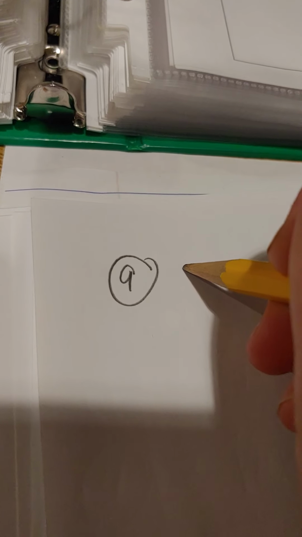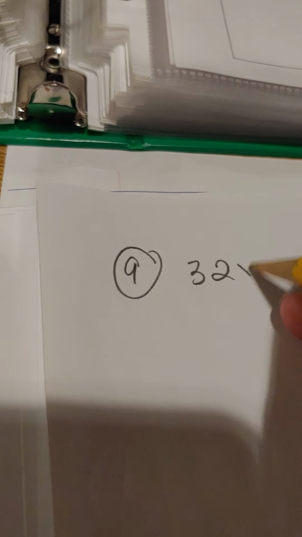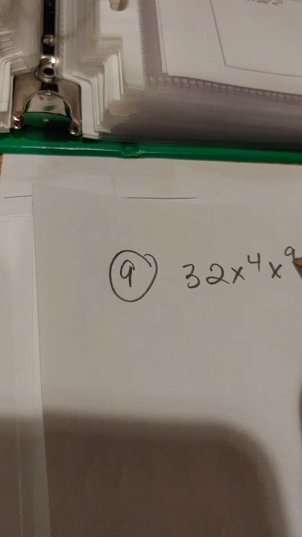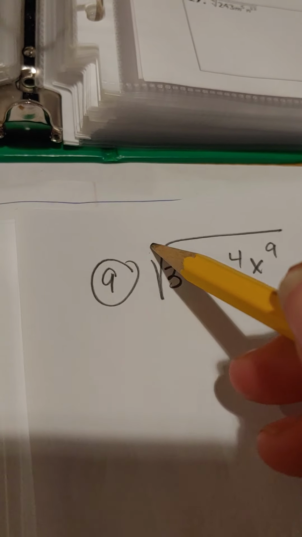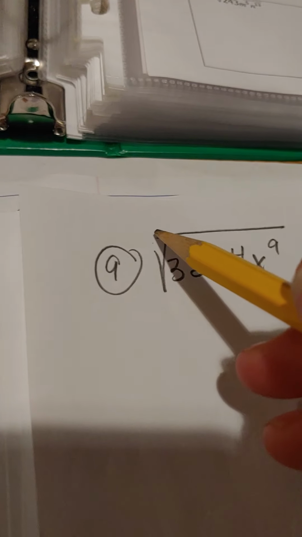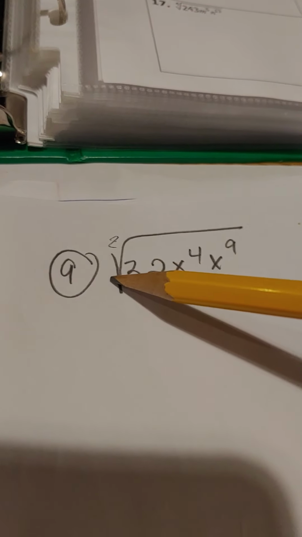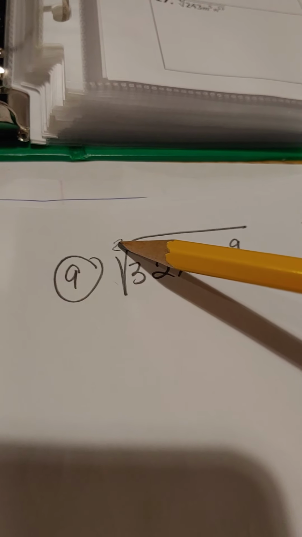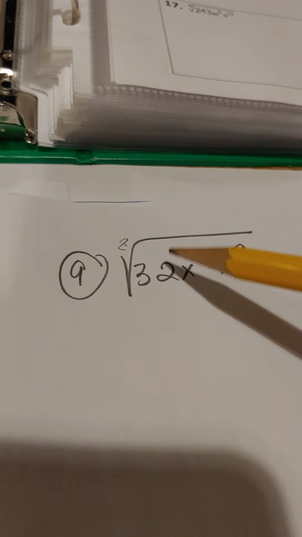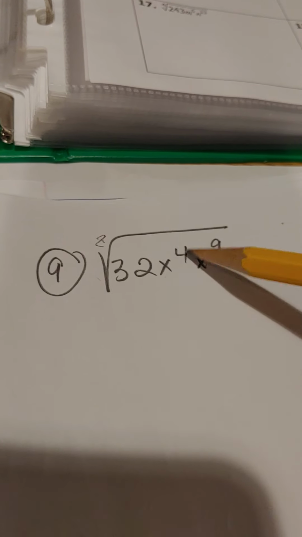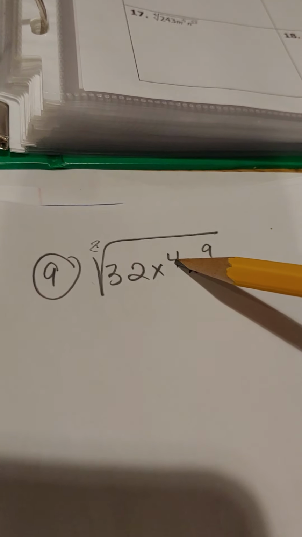So let me write this down. This is number 9, and that's what's given to us. We see that we are dealing with a square root, so I'm going to put 2 here. Like I said, when we're dealing with square roots, the exponents must be multiples of 2. Here we have x to the 4th power. 4 is a multiple of 2.